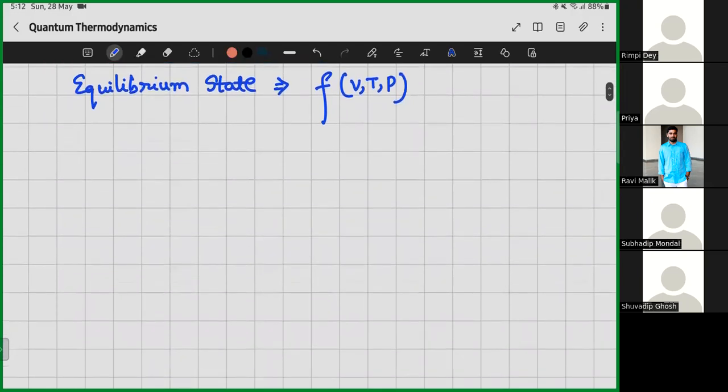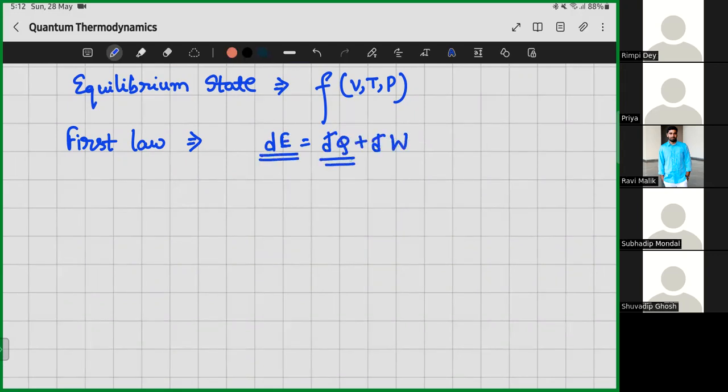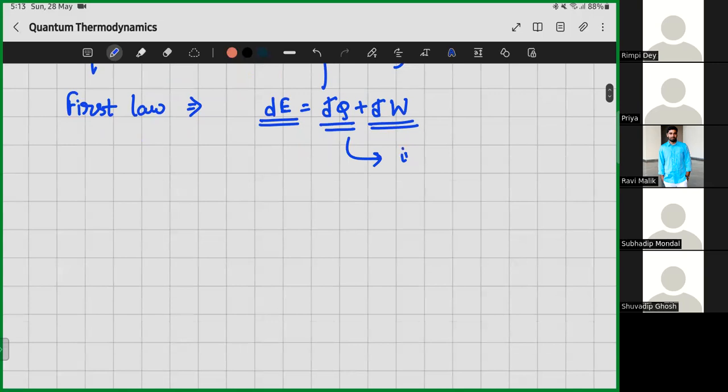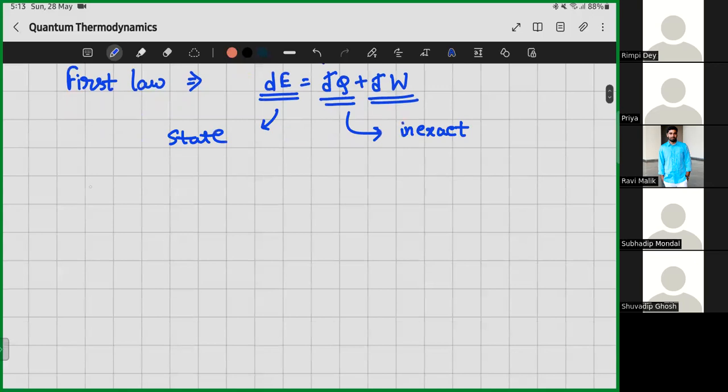So here, after the zeroth law, we know the first law. In classical thermodynamics, the first law basically is the energy conservation law. We know that dE is equal to đQ plus đW, where dE is our internal energy change, đQ is our change in heat, and W is our work. So these are inexact differentials. That means these are path functions and this is our state function. So heat and work are the most important terms. We have to understand these terms basically.